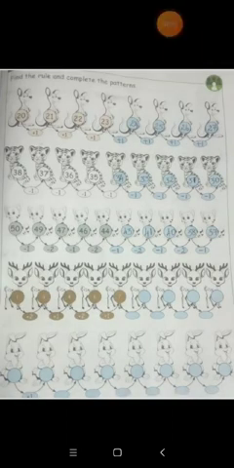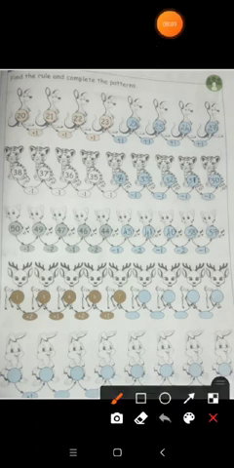The next exercise is find the rule and complete the patterns. This is also very easy. We're going to follow the same concept to find the rule. For completing the pattern, first we want to know the difference between the first two numbers. Here the first number is 20, the second number is 21.